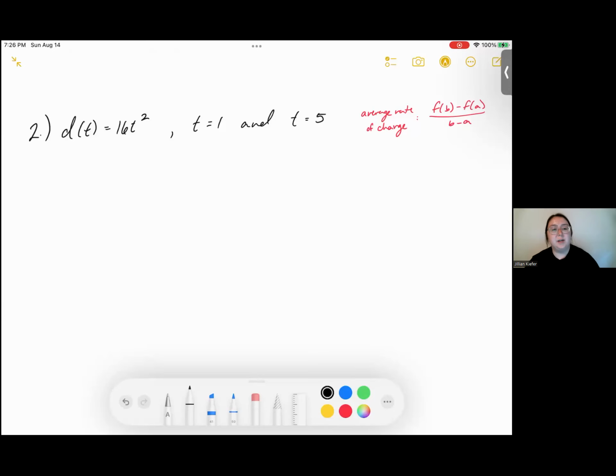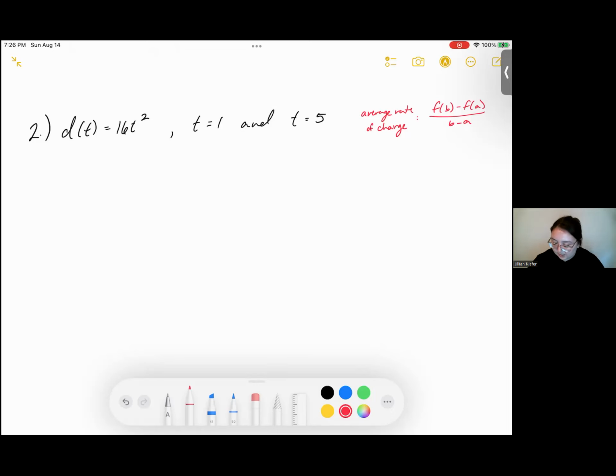All right, so here we are. We have our function d of t, which is 16t squared, our timestamps t equals 1 and t equals 5, and then we have our average rate of change function written there again. So our first step, as always, we want to pick what is going to be A and what's going to be B. Like we said before, it doesn't matter which one we pick to be A or B. As a habit of mine, I tend to always pick the lower number as A and the higher number as B. But if you want to go the other way around, remember, it works the other way.